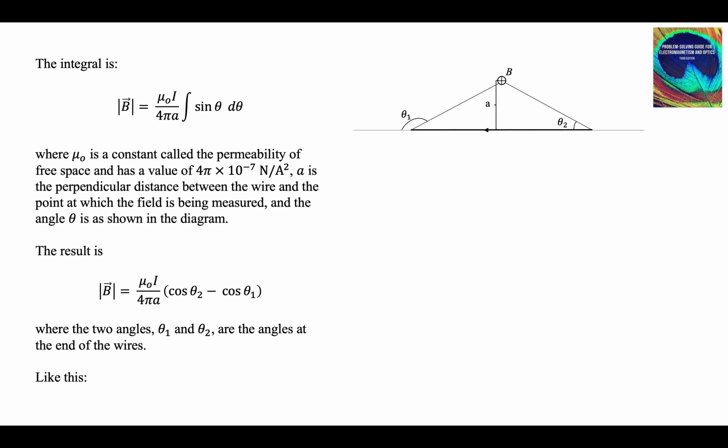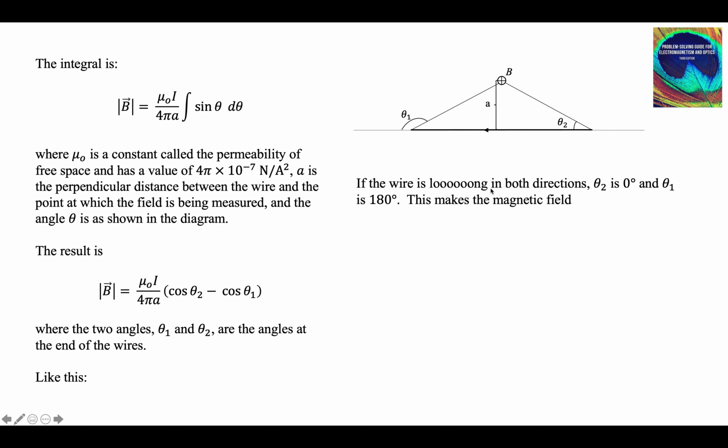Here's what it looks like. Here's theta 1. Here's theta 2. The wire ends here and here. If the wire is long in both directions, it goes all the way to the left, all the way to the right. The longer the wire is, the bigger theta 1 gets, to 180, and theta 2 gets smaller, to 0. And most of the contribution to the field is underneath the point, right in here. Once you get way out here, this little current element doesn't produce much field at all here. So it doesn't have to be really long for this to be a very good approximation.